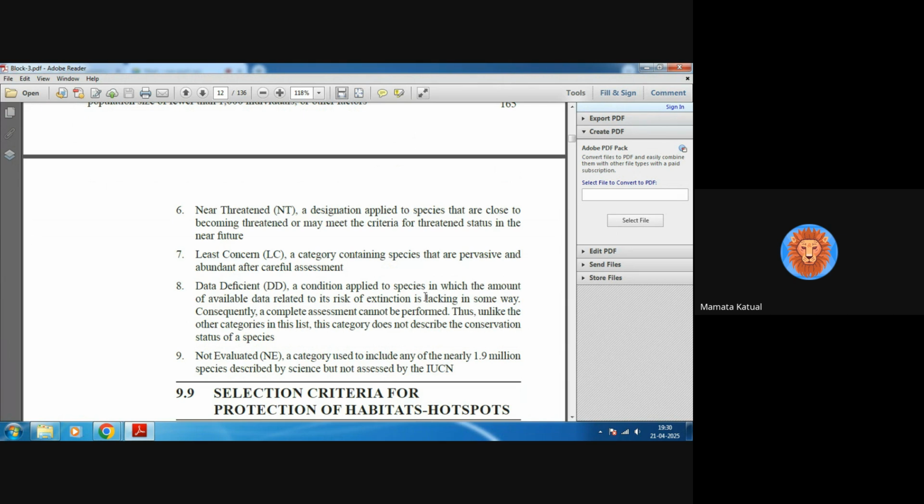Then another category, that is least concern. This category contains species that are pervasive and abundant. So if we assess any organism, any species, and it is found in very large numbers, then there is no problem. Least concern means there is no problem.